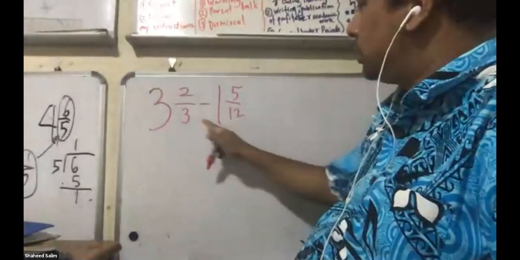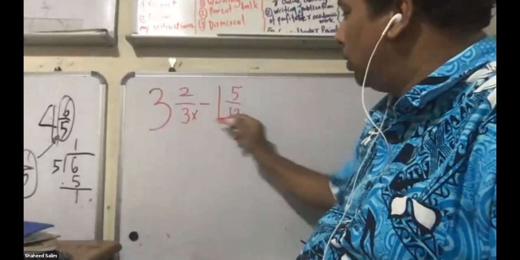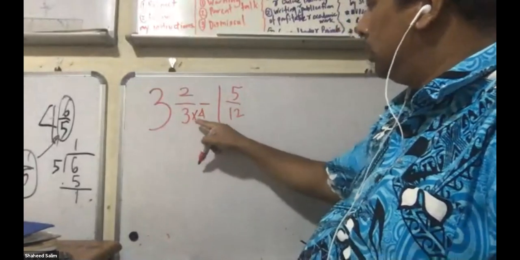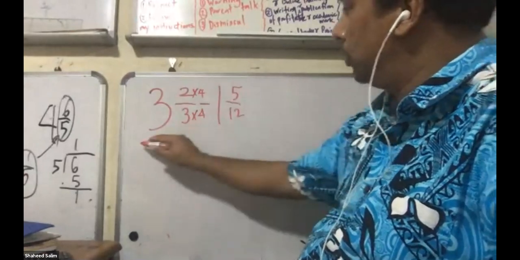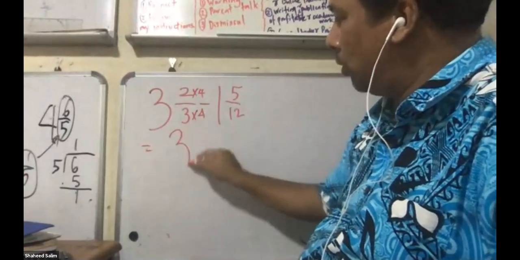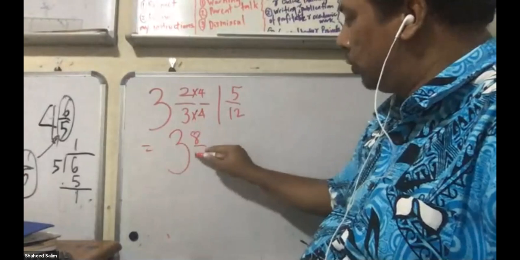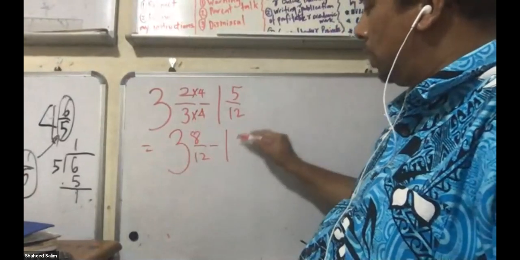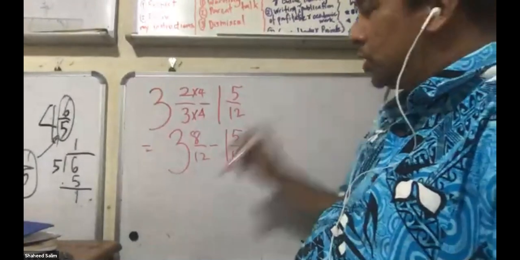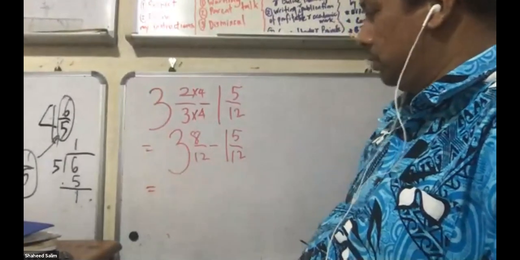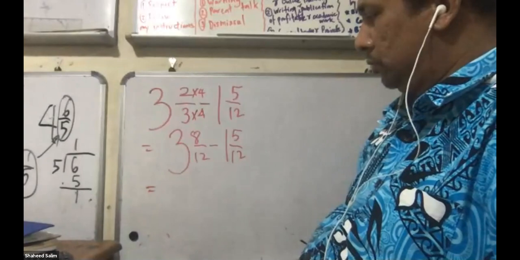Let us see now. So now here, we change this. This can you times by 4 can become 12. 3 times 4 is 12. You see, can have the same denominator. So times this by 4. So what do you get? 3 whole 8 over 12 minus 1, 5 over 12. So Shaheed, 3 minus 1 is equals to 2.